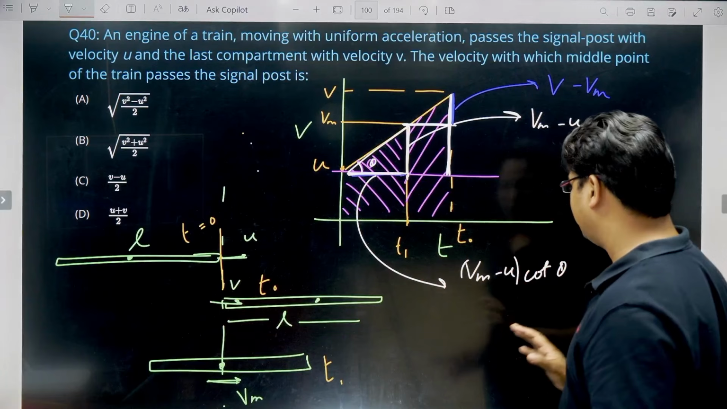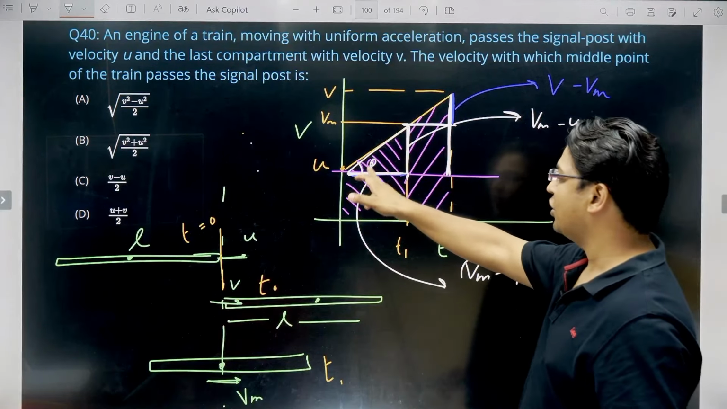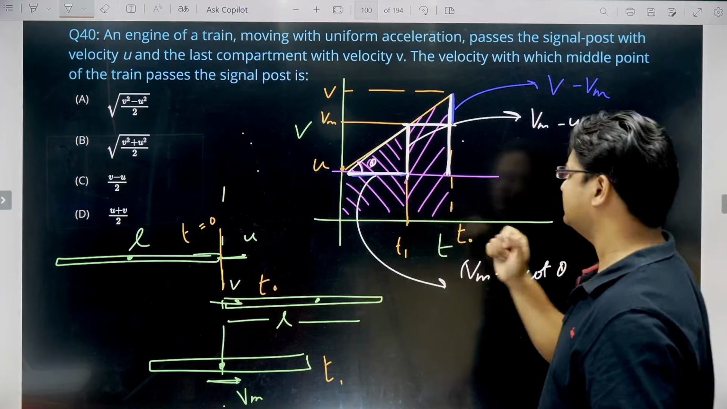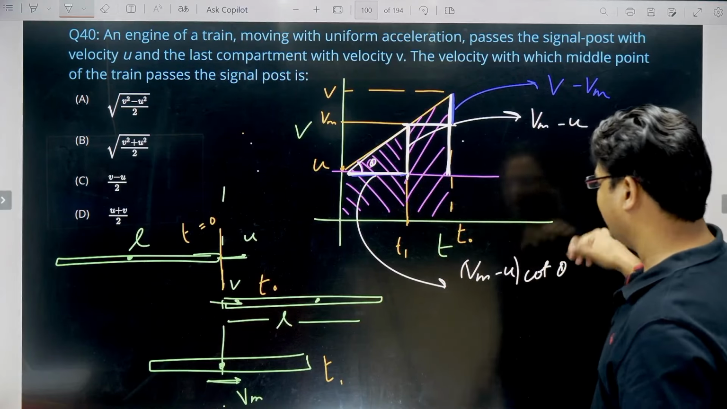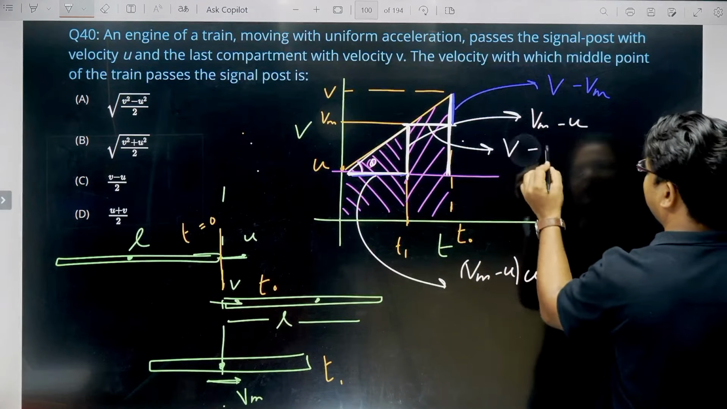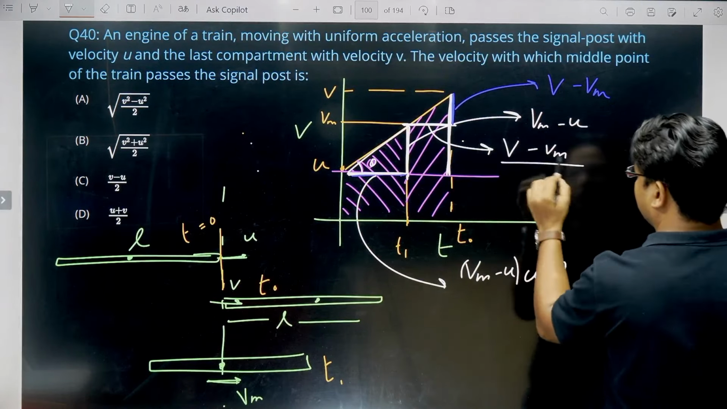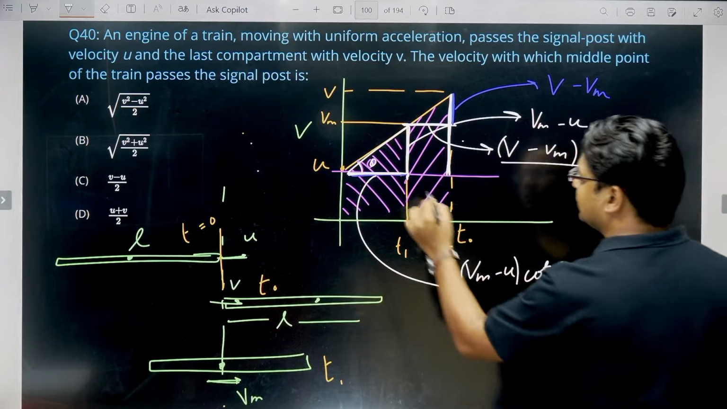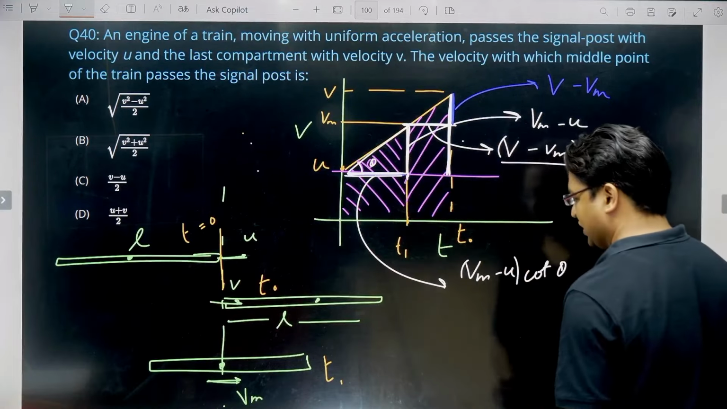Anyways, the right thing would be to write theta, because if I try to calculate cot theta or tan theta, I will write this by this, and I will get 1 by cot theta by this. So similarly, this length is how much? This length would be V minus Vm into cot theta. Okay, so that's it. You know this length, this length.